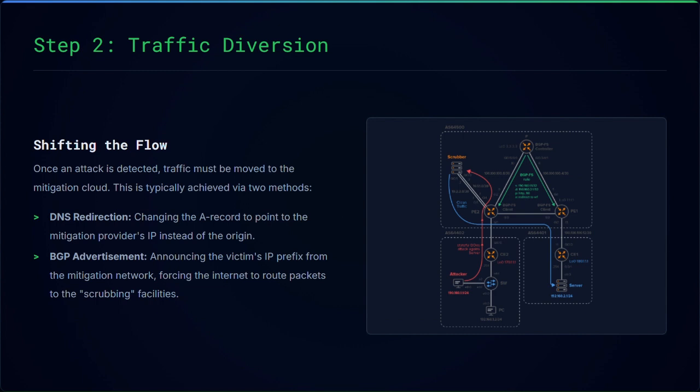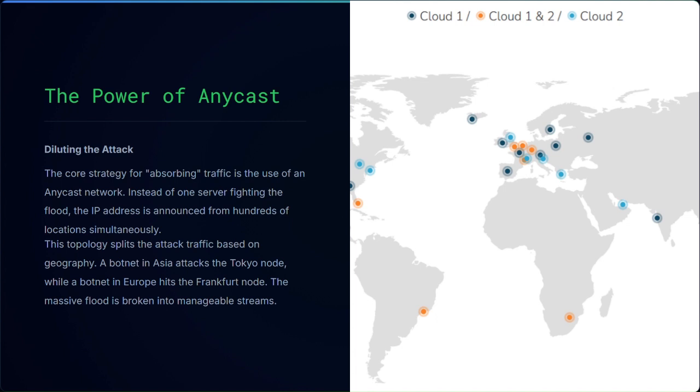By changing the BGP route, we tell the entire internet to send this traffic to our scrubbing center and not the original target. Now we discuss the power of Anycast. So this is the core of absorption.